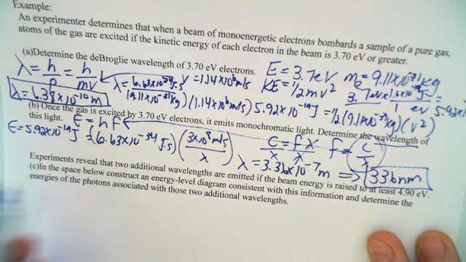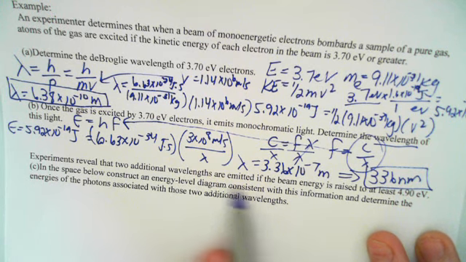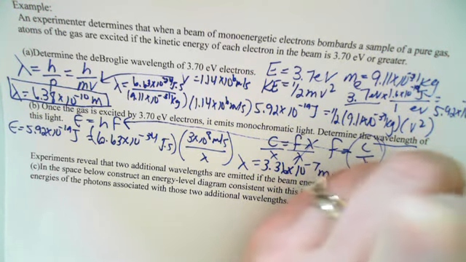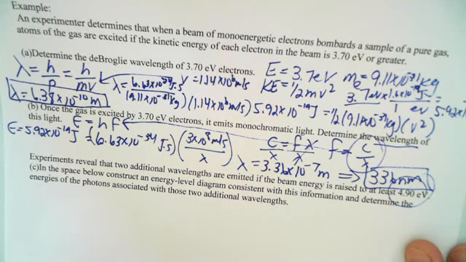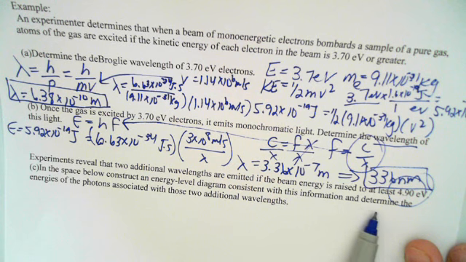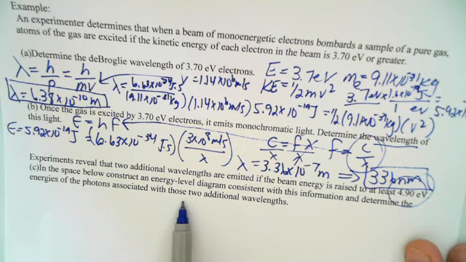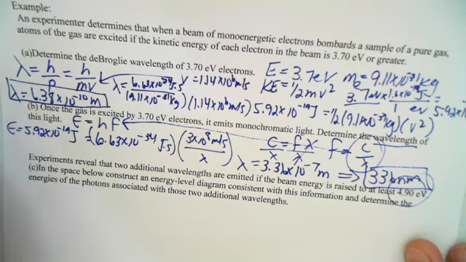All right. So experiments reveal that 2 additional wavelengths are emitted if the beam energy is raised to at least 4.9 electron volts. In the space below, construct an energy level diagram consistent with this information and determine the energies of the photons associated with these 2 additional wavelengths.